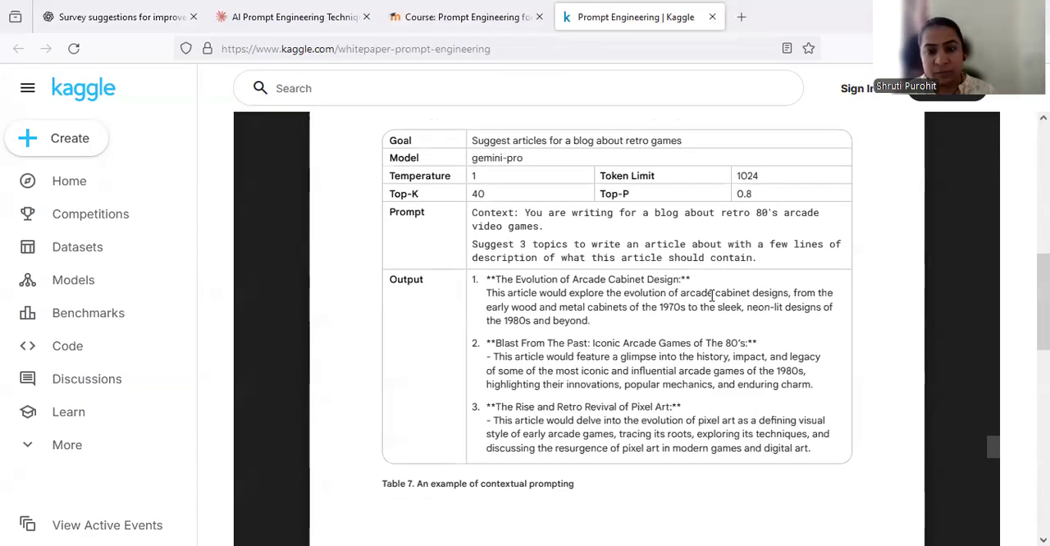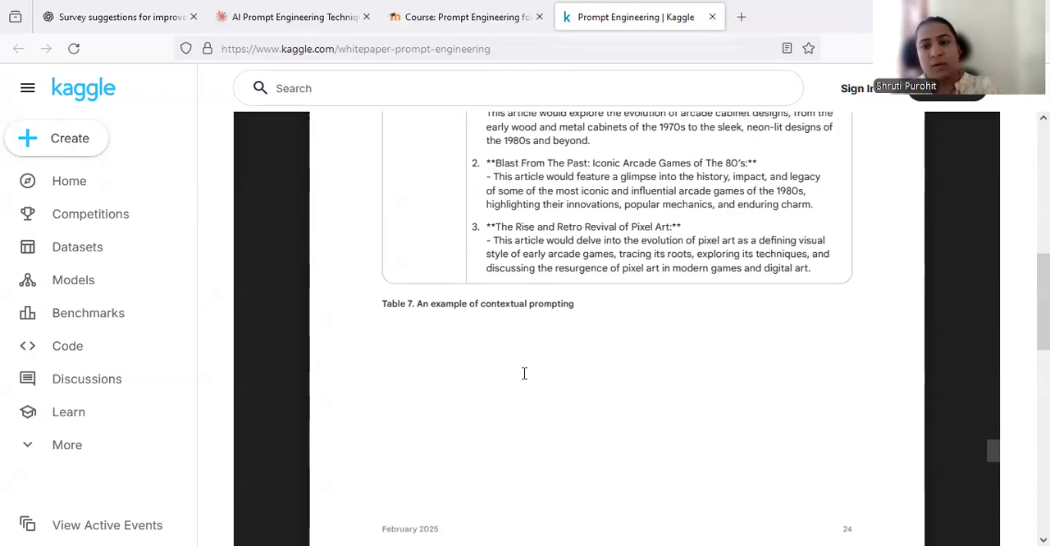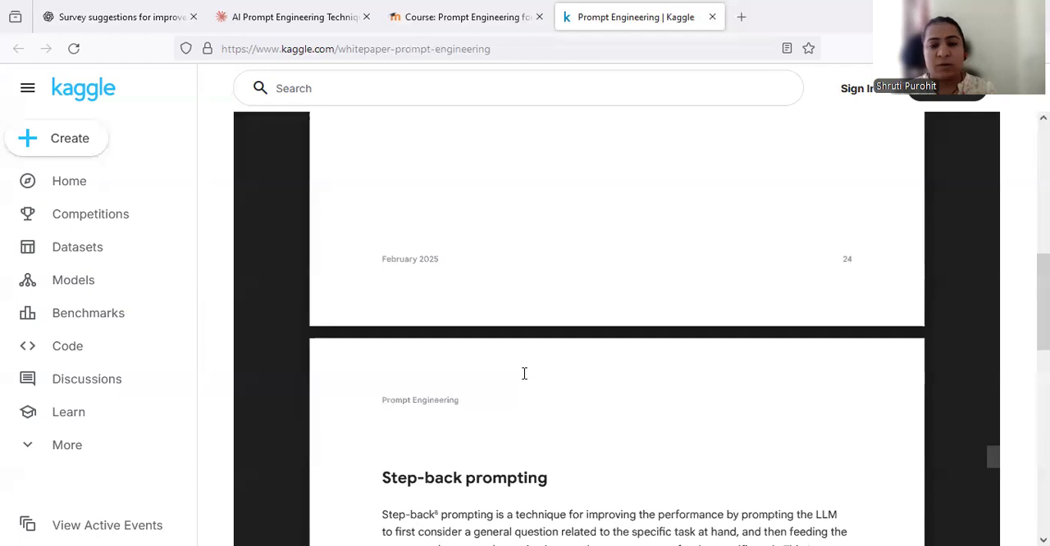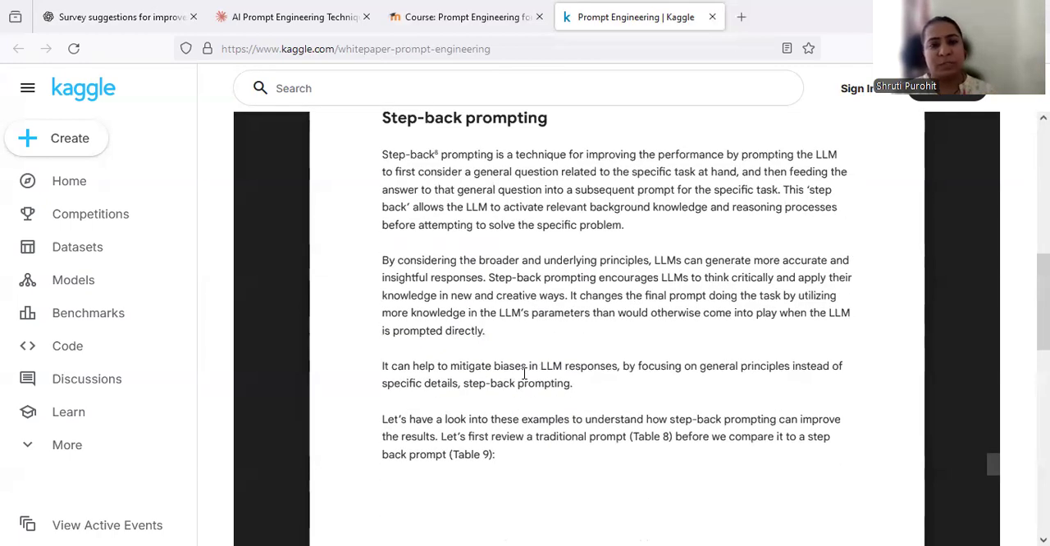Like this article would be about the evolution of something. Okay, this you have to read on your own. I do not have that much time, and otherwise the video will be a little lengthy. Step back prompting is a technique for improving performance by prompting the LLM to first consider a general question related to the specific task, and then feeding the answer to that general question into a subsequent prompt for the specific task. So it's a step back kind of prompting.